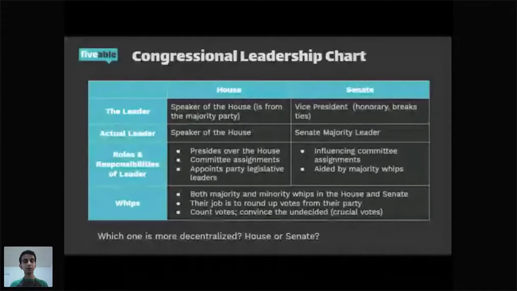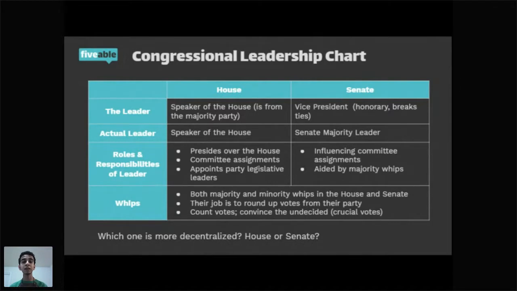Okay, so now that you've had a minute to look at the chart, there are several differences between the House and the Senate in terms of leadership. The main leader in the House is the Speaker of the House, and they're from the majority party, elected by the majority party. I have it as the actual leader because there is a House majority leader, but the Speaker of the House is the most powerful person in the House of Representatives.